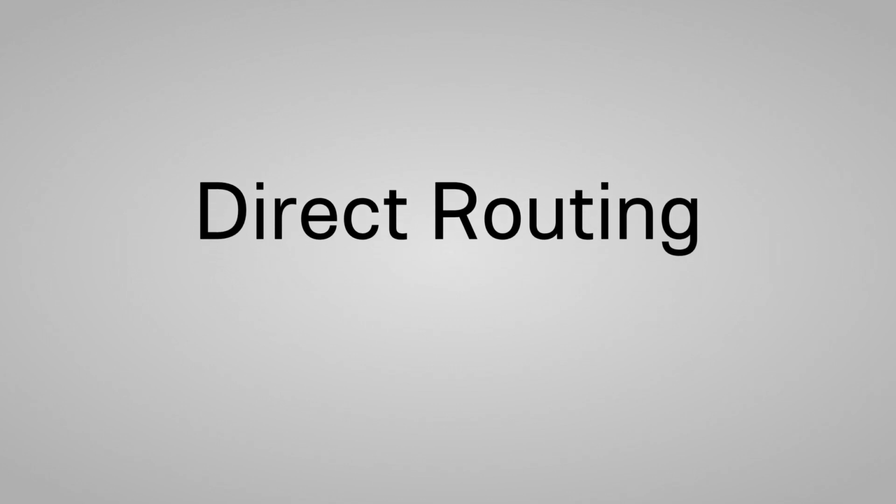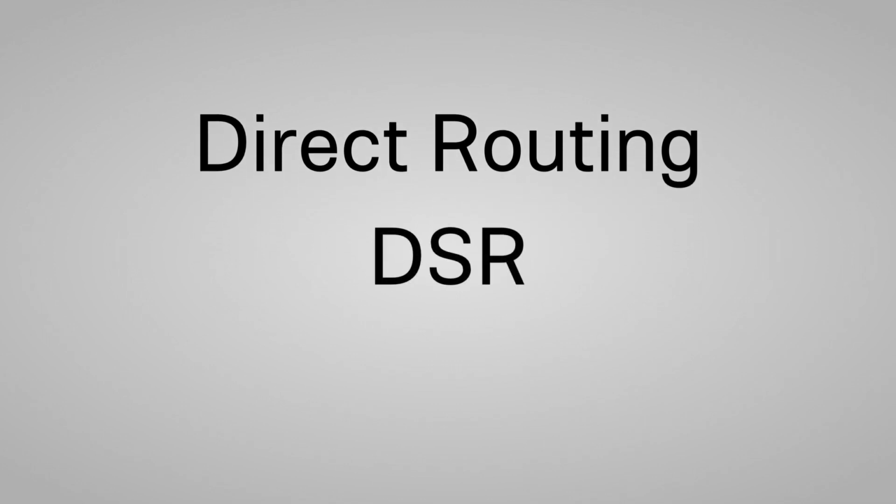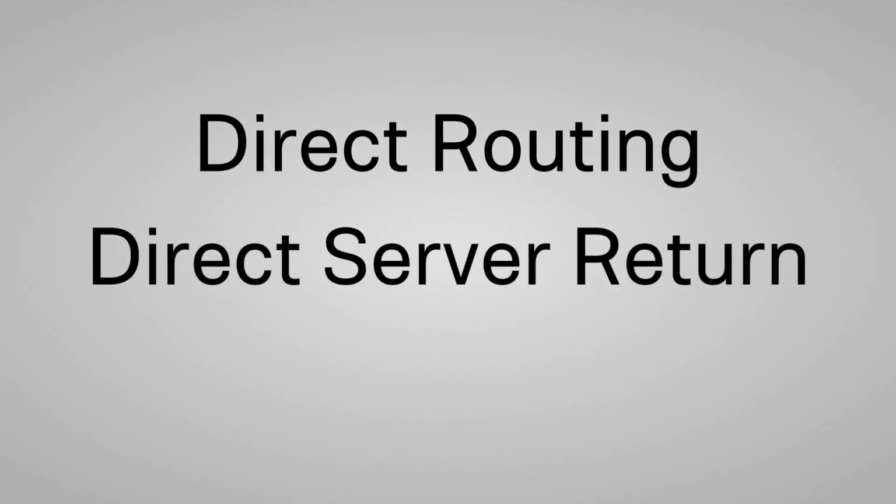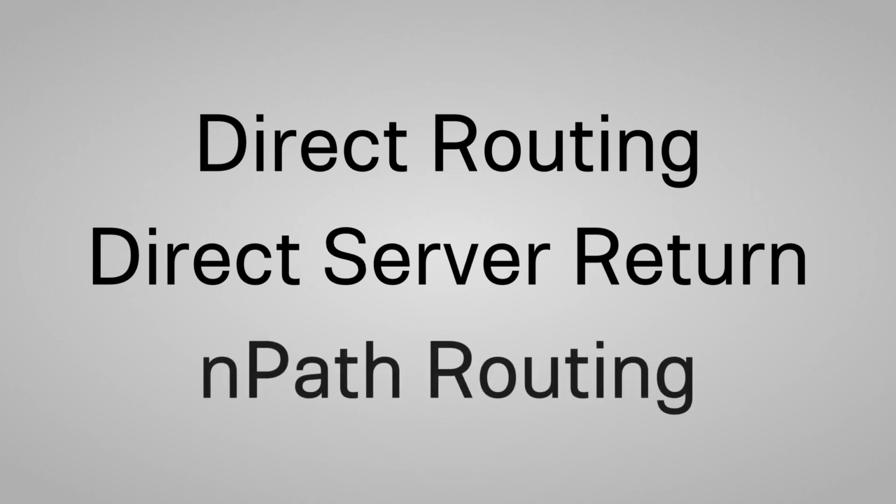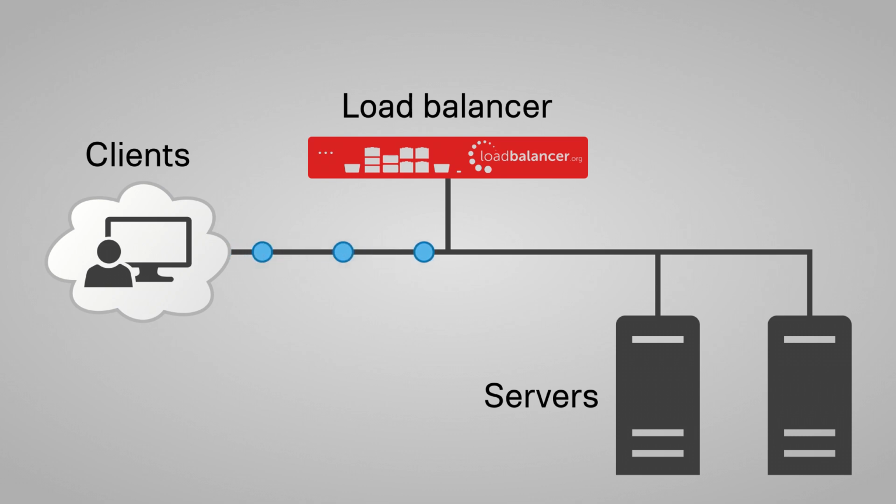Layer 4 DR mode is a high-performance load balancing method. DR stands for direct routing. It's sometimes referred to as DSR, which stands for direct server return, and some vendors refer to it as nPath routing. DR mode works by directly routing request packets to the chosen servers.